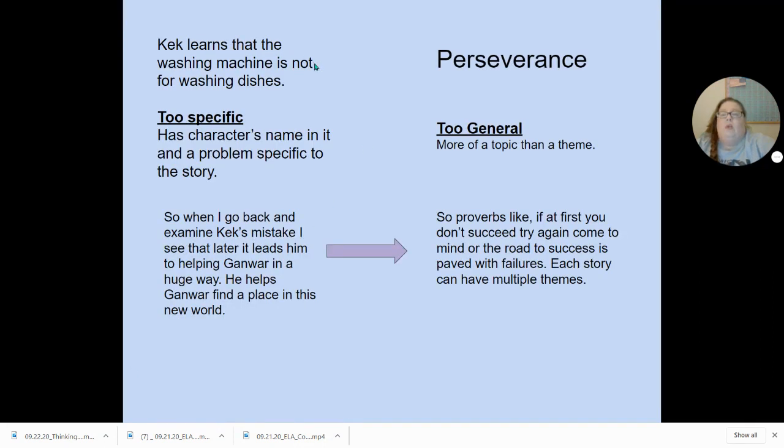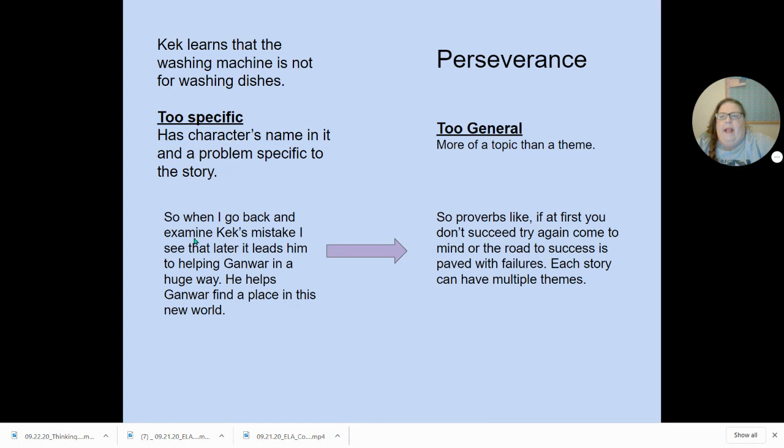Keck learns that the washing machine is not for washing dishes. Okay? This is kind of like a main idea of a poem that was in the book. But it's also an example of something that is too specific, and let's look at why. It includes the character's name in it, and it has a specific problem in the story. If a theme is too general, it's more of a topic, like what we looked at before, instead of a theme.